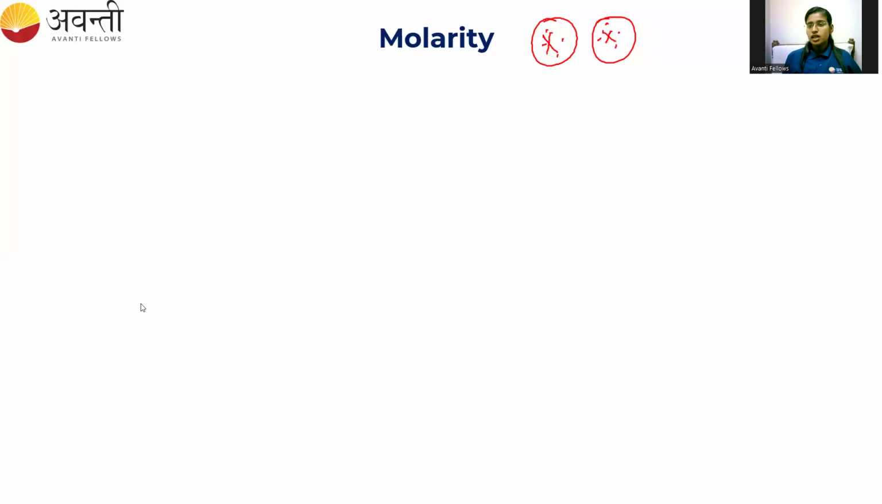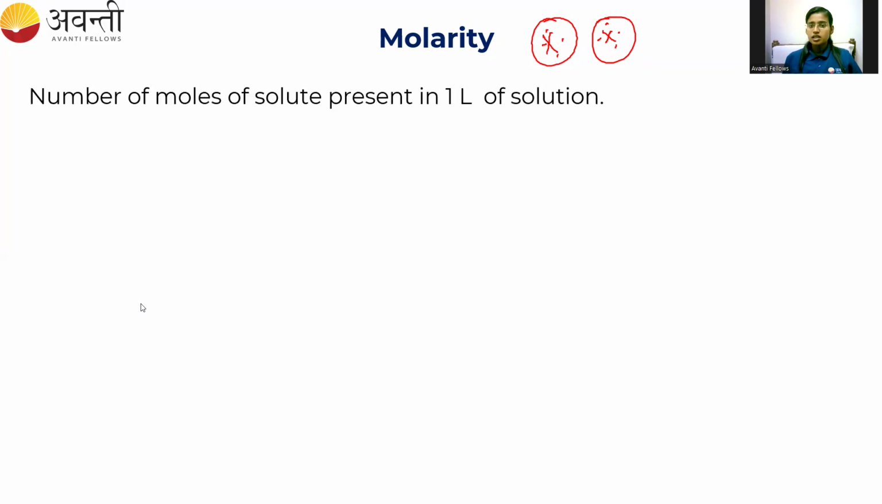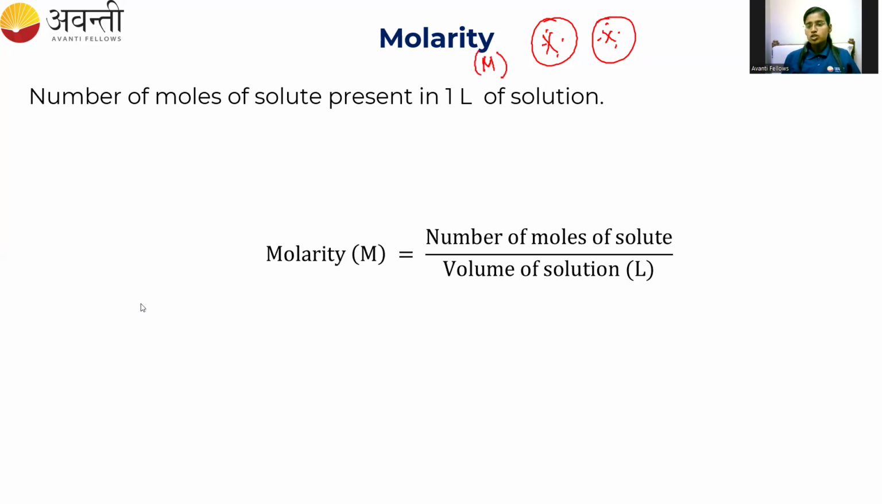So what is it? It is the number of moles of solute present in 1 liter of the solution. So mathematically, how can I write this? Molarity is denoted by the capital letter M. So molarity is equal to number of moles of solute divided by volume of solution in liter.